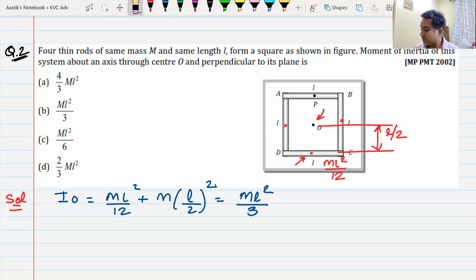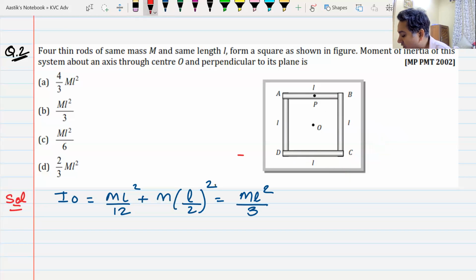Okay, now I change the question. And now I ask you the moment of inertia about this axis, an axis which passes through one of the rods. Let me call this axis as axis X.